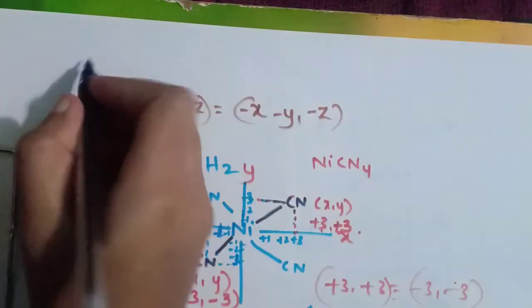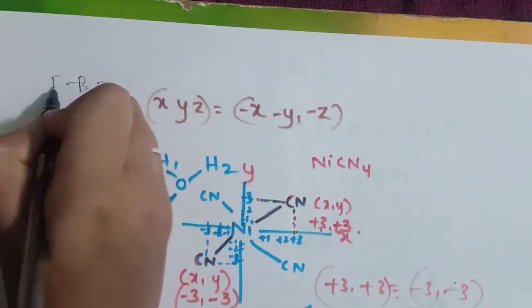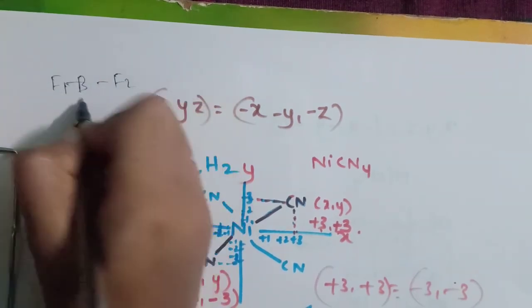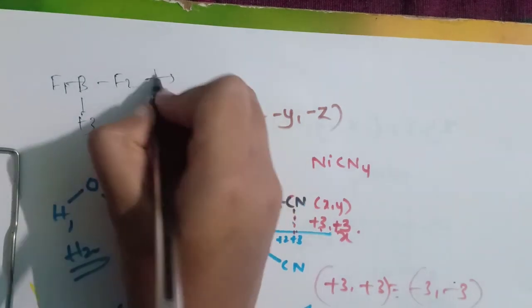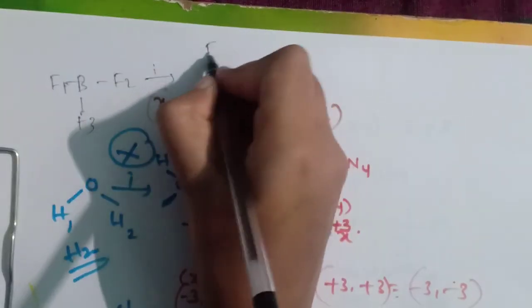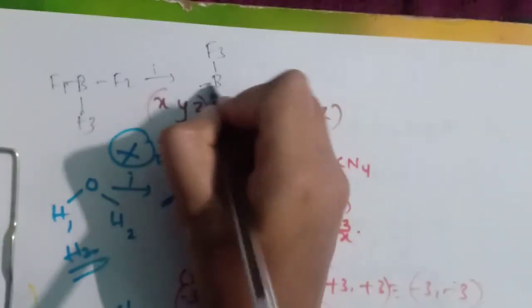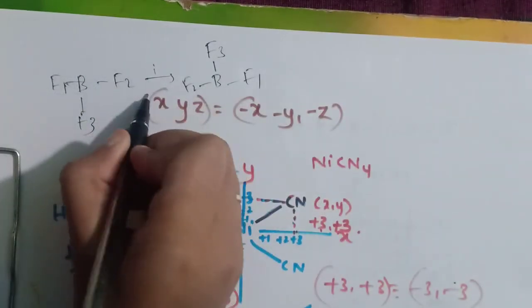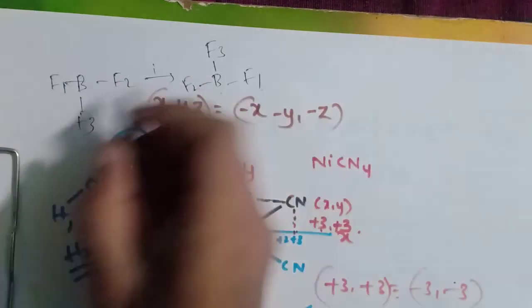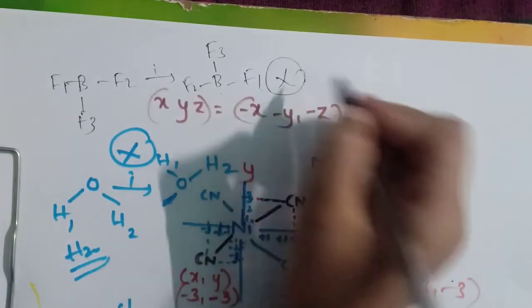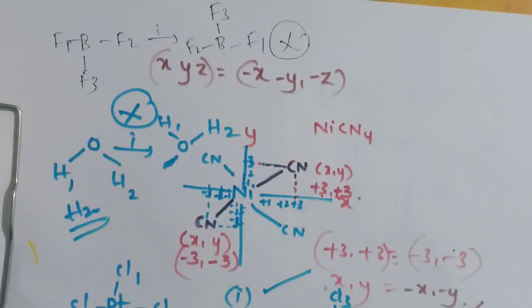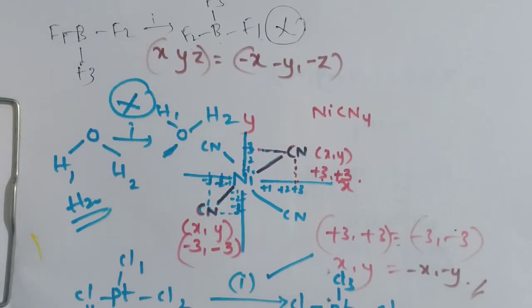Like that, if we consider BF3, also in the BF3, if you take F1, F2 and F3, after inversion what will happen, this will come to the upside, and this is B, and F2 and F1 will swap sides. So these are not identical, so there is no inversion in this. So directly we can say there is no center of symmetry. Center of symmetry and inversion center are the same.